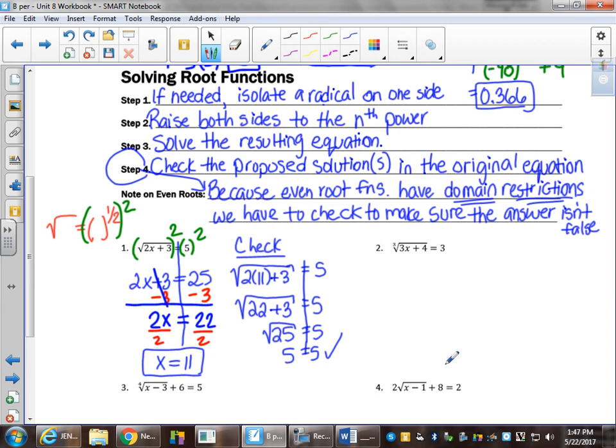When we look at number 2, what's different about number 2? Yeah, instead of a square root, we have a third root. So the question is, 1, it says if needed, isolate the radical on one side. Well, the radical is already by itself. So now we go to raise both sides to the nth power. What is the appropriate choice of power here?